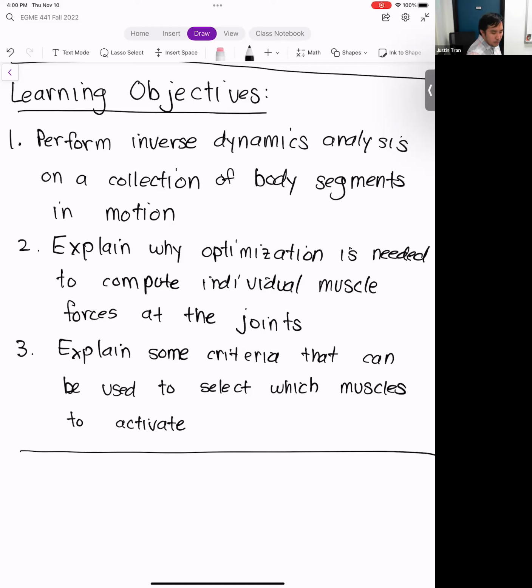We have one more example to do with inverse dynamics. And then we're going to get into kind of the first half of muscle force optimization. And then you only really need to know just the conceptual stuff for that for the exam, but then, we'll see how far we can.